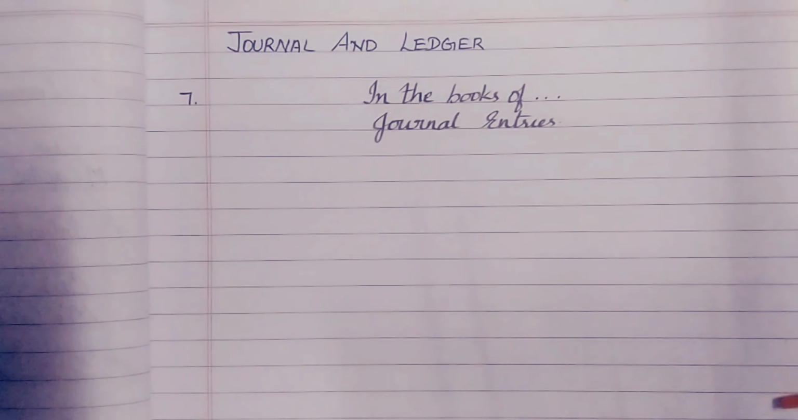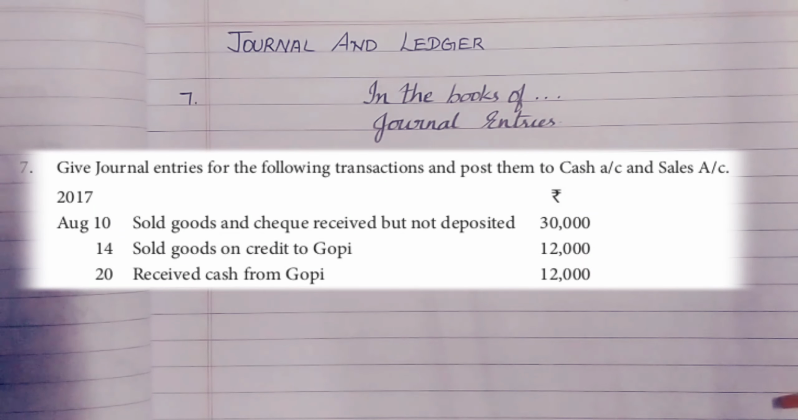In this video, we are going to look into the 7th sum, which is again a journal and ledger posting sum. But in this, we are going to open only the cash and the sales account. So the sum goes as: give journal entries for the following transactions and post them to the cash account. 2017 August 10, they have sold goods and the check has been received but not deposited. On August 14th, sold goods on credit to Gopi, and on August 20, received cash from Gopi.